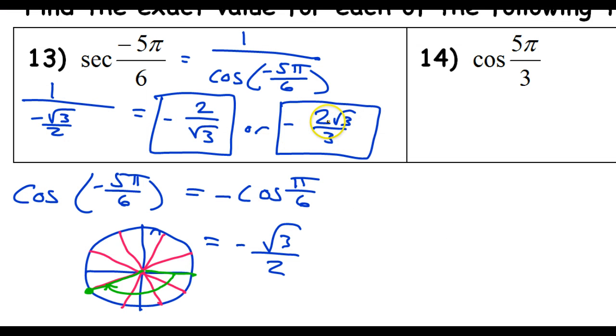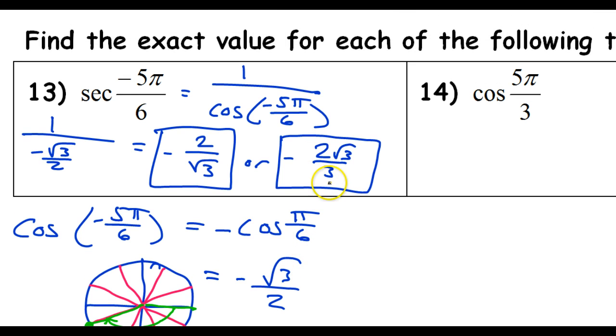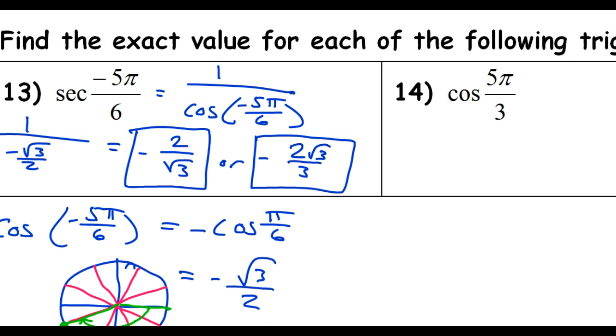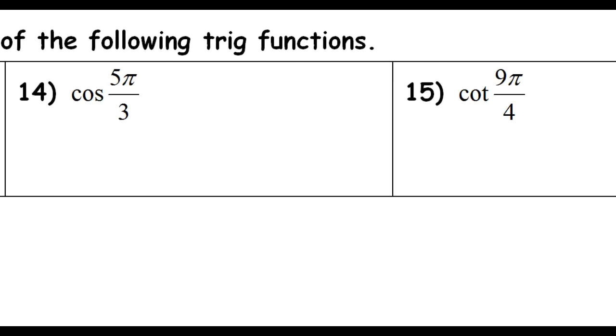Alright, which is exactly the same as one of our forms of the answer. So, as long as you put your calculator in radian mode, and assuming you're allowed to use your calculator in the first place, you could have gotten it very quickly. Okay, let's do number 14.